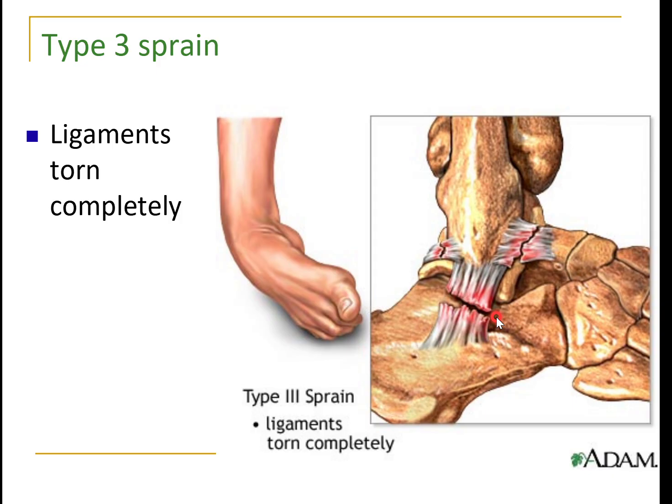In type 1, there is stretching. In type 2, partial tear. Whereas in type 3, there is a complete tear of the ligaments.